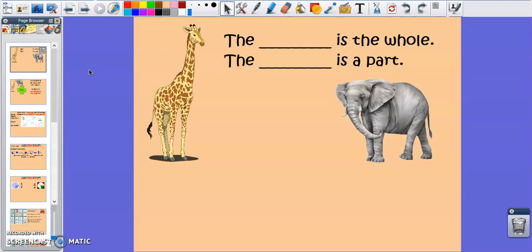So let's start off. Here on the board you can see a picture of a giraffe and a picture of an elephant. And in this case, I want you just to have a think about the two sentences I've got on the board as well. I've got "the something is the whole and the something is a part." So I could say the giraffe is the whole and the tail is a part. Or for the elephant, I could say the elephant is the whole, the trunk is a part. Can you think of a couple of ways that you could finish that sentence? Have a go.